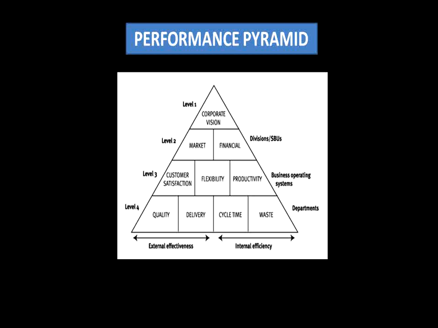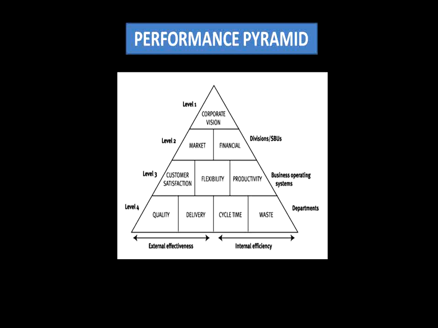For today the topic is performance pyramid. This topic is asked in the ACCA SBL exam and APM exam. It is a pyramid shaped diagram with 4 levels, distributed between the strategic business unit, or you can say divisional level, then the business operating systems level, and then the departmental level. This model is used by strategic business accountants to identify the factors on which they need to work to achieve the objectives of the business.